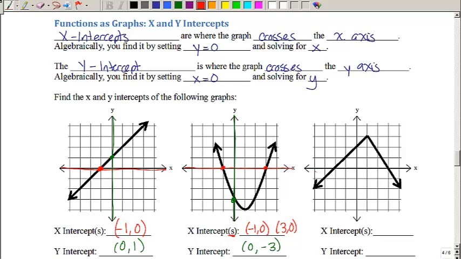On the last graph, on the x-axis, my function crosses twice, at (-2, 0) and at (3, 0). My graph crosses the y-axis once at (0, 2).